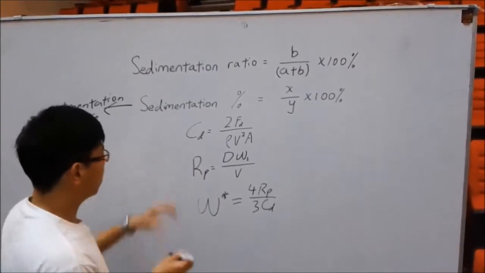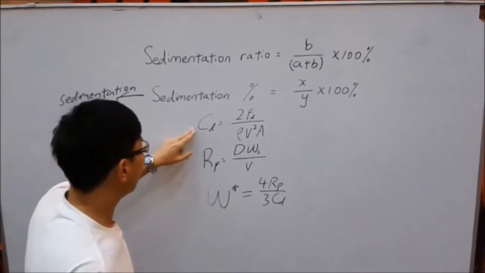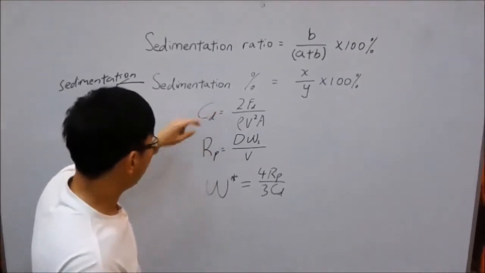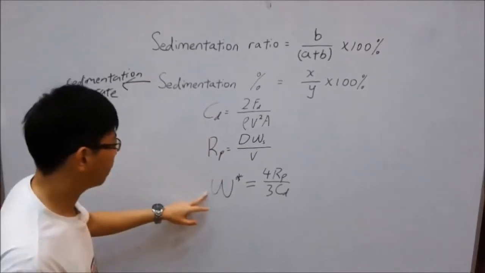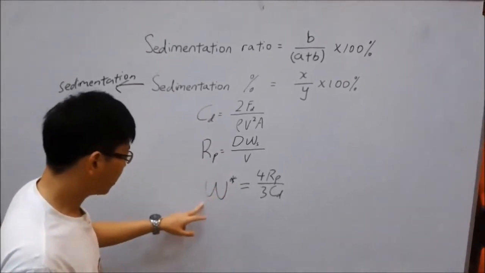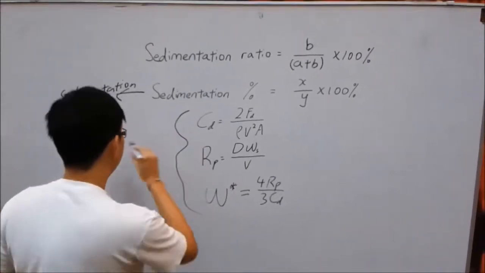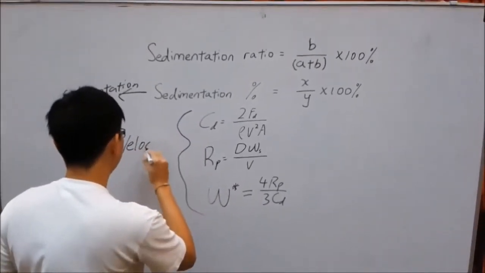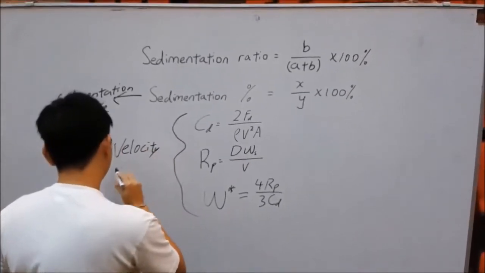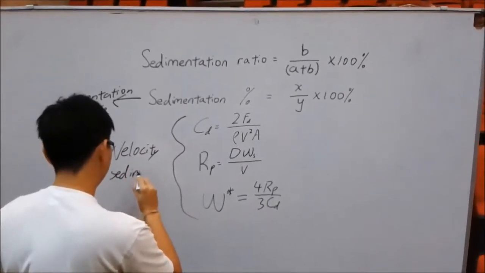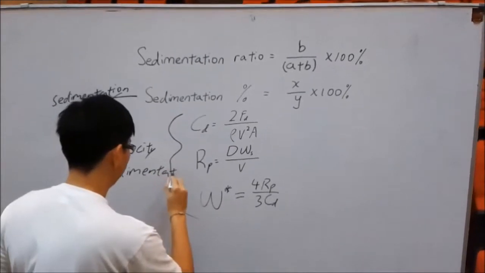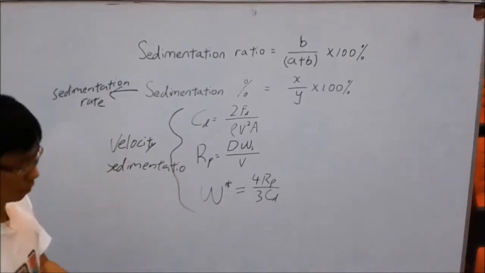After that, CD is the drag coefficient, RP is the Reynolds number, and this W is the dimensionless velocity. So I will use this to find the velocity of sedimentation of the magnetic particles.